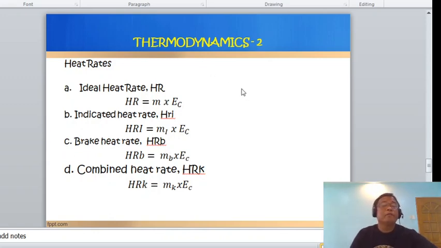Another is the heat rate, class. If you study the presentation of these equations, they are very similar to each other. For the ideal heat rate, HR equals m multiplied by the energy chargeable. Indicated heat rate, HR sub I, is m sub I times energy chargeable. Brake heat rate is m sub B multiplied by the energy chargeable. Combined heat rate is m sub C multiplied by the energy chargeable.